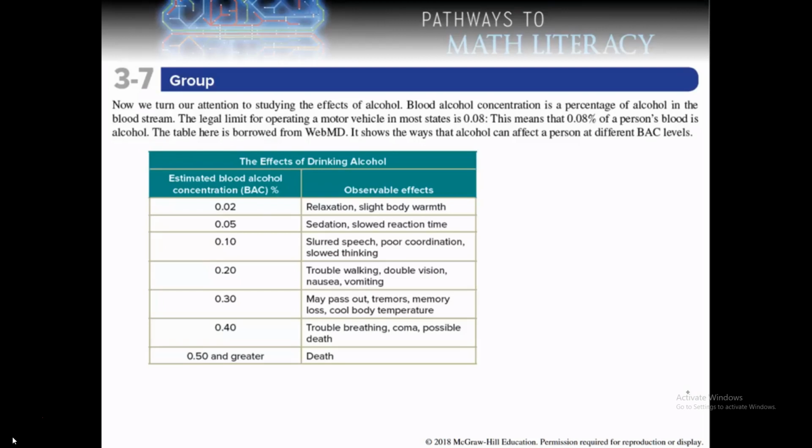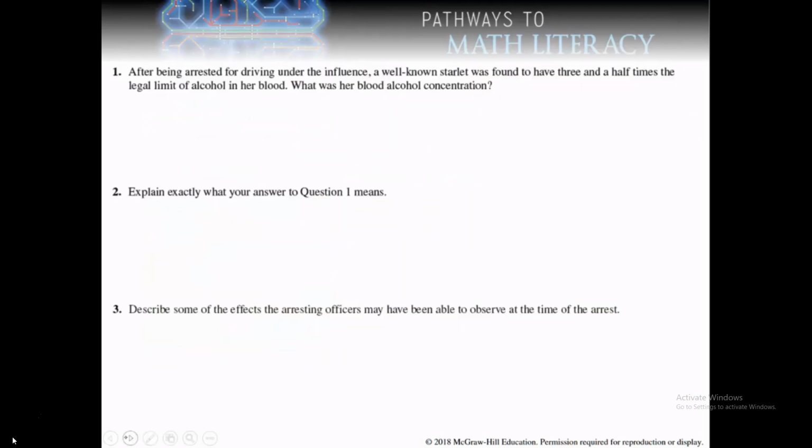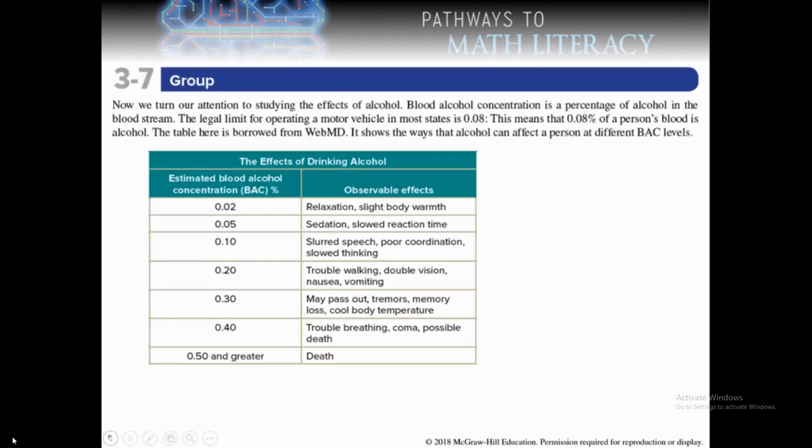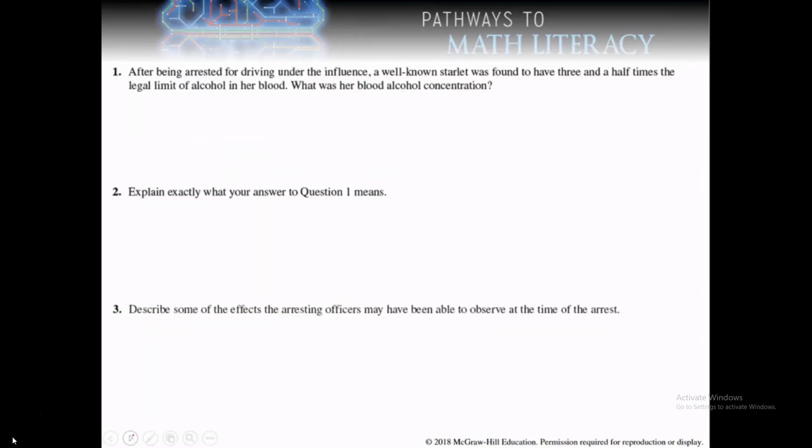We're looking here at a table of symptoms based on blood alcohol concentration. And in question 1, we're asked, after being arrested, someone is found to have 3.5 times the legal limit. What is her blood alcohol concentration? Well, they mentioned that in most locations, the blood alcohol limit is 0.08%. So if hers is 3.5 times that, then we're going to do 3.5 times 0.08%.